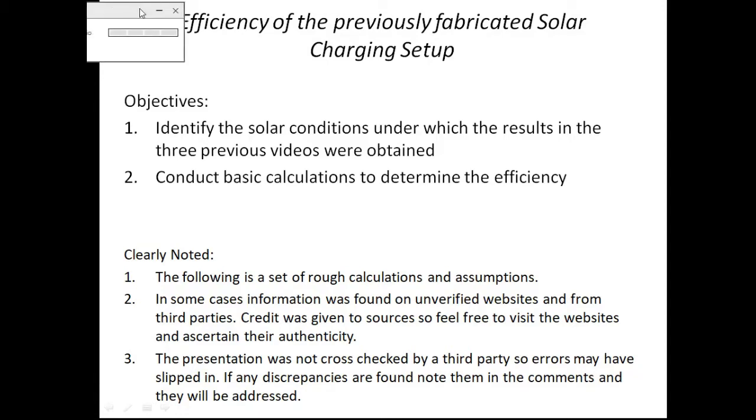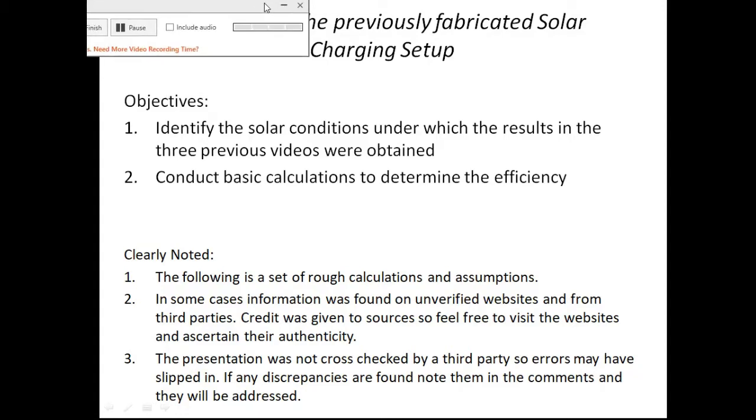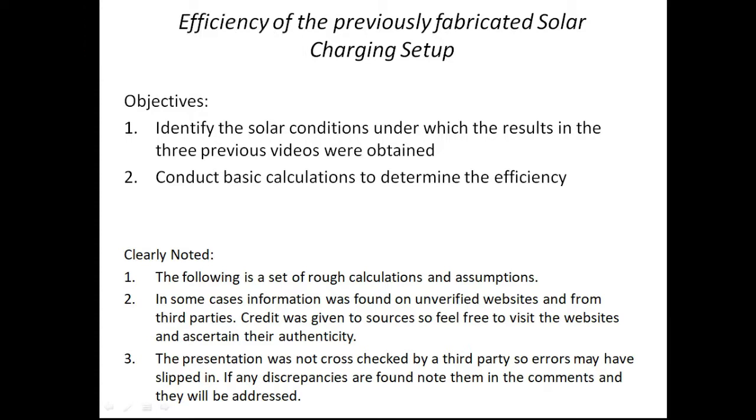Looking now at the efficiency of the previously fabricated solar charging setup, this is going to be a fairly, fully theoretical video, so pre-warned, it will be boring. It will probably lose most people, so feel free to skim or just pass over.